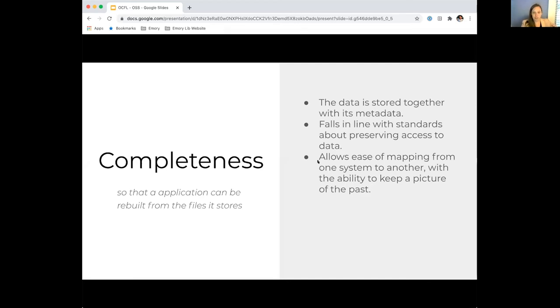And OCFL has a number of things that make it stand out from other ways of packaging up data. The first is completeness, and that is so that an application can be rebuilt from the files it stores. OCFL was built around storing data and metadata together so that it can fall in line with standards around preserving access to data. Storing the data and the metadata together also allows for ease of mapping from one system to another with the ability to keep a picture of the past.